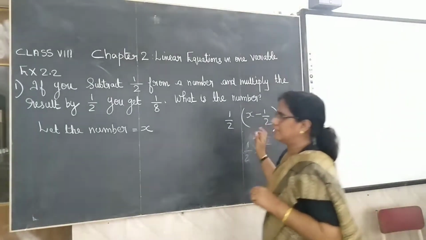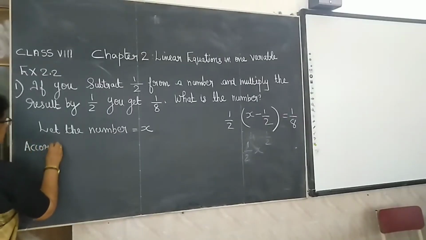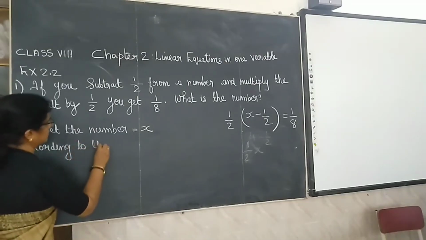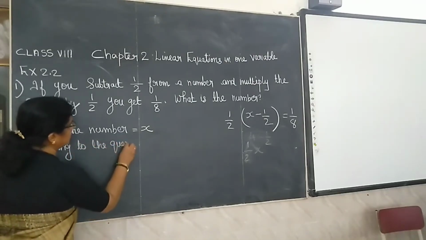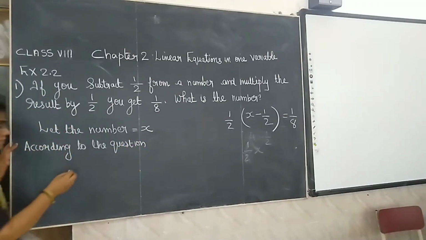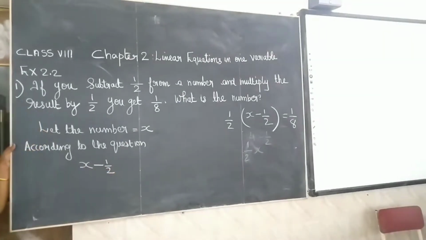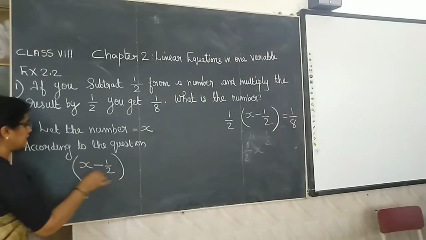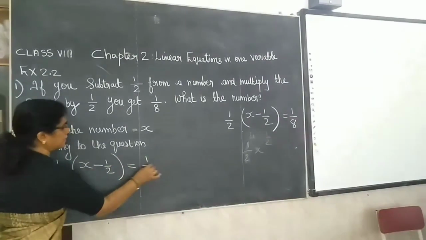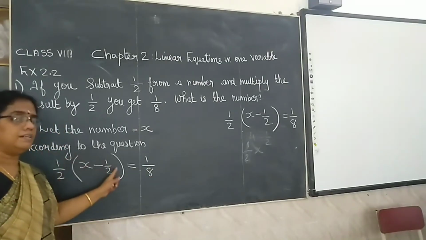So according to the condition, according to the question, we can write that. First you write the number x, then subtract 1 by 2, then it becomes x minus 1 by 2. Then multiply that result with 1 by 2. Then the answer is equal to 1 by 8. This is the given condition in the question.